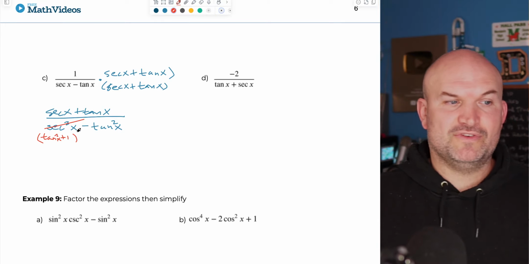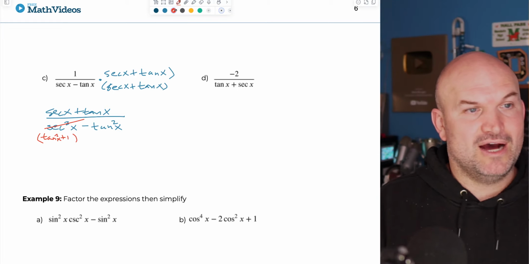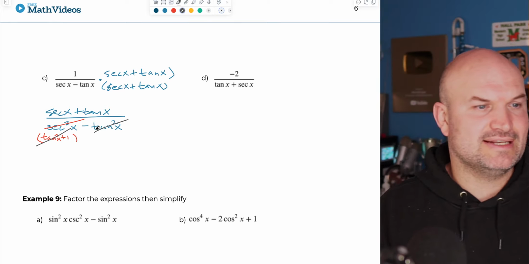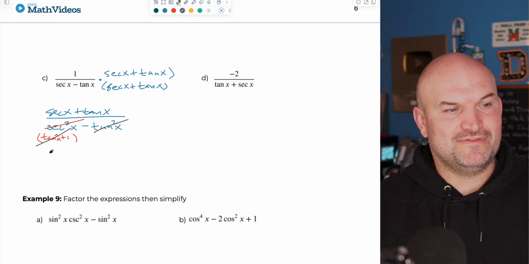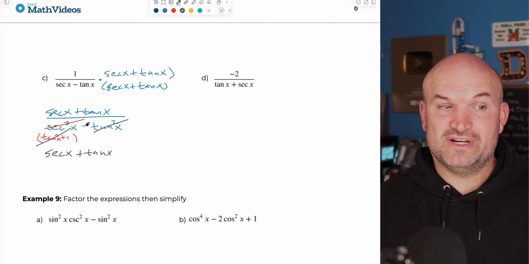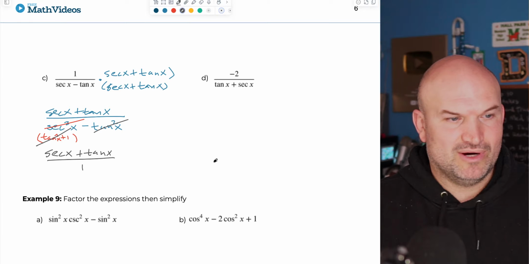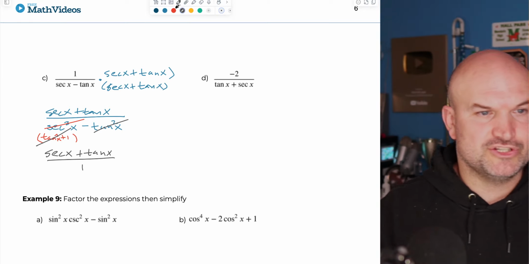Right? So now if you think about this, tangent squared of x plus 1 minus tangent squared of x, now we can say these are going to subtract to 0. So now I'm just going to be left with a secant of x plus a tangent of x. But don't forget here, that's minus 1, so that's going to be divided by 1. So since it's just divided by 1, you're just left with a secant of x plus a tangent of x.